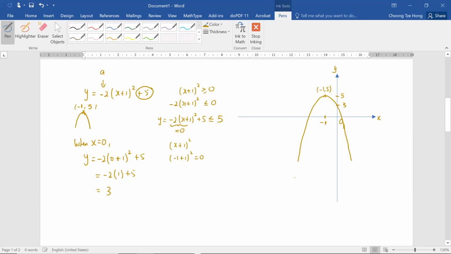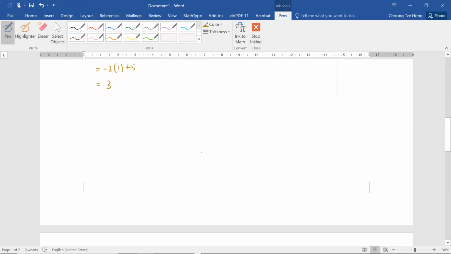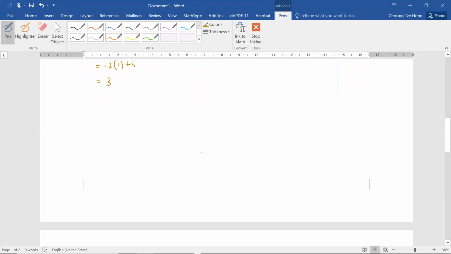Okay, so something like this, right? Okay, so this is how you sketch the quadratic graph when it's given in the completed the square form, right? Okay, so now I will do one example of completing the square, right?